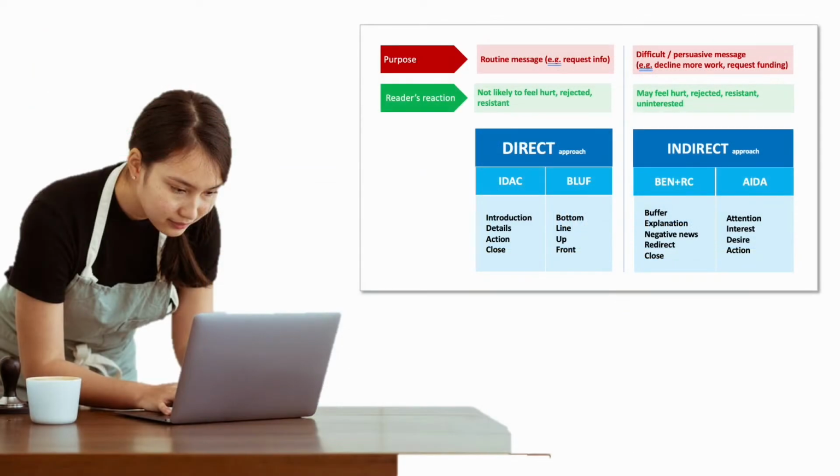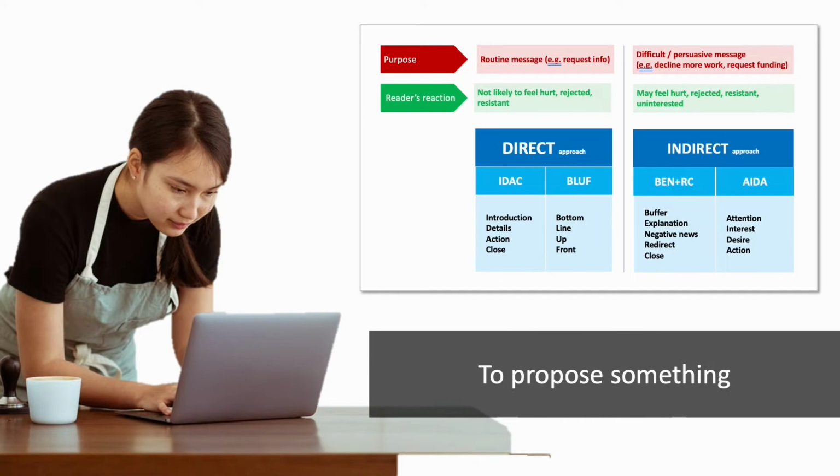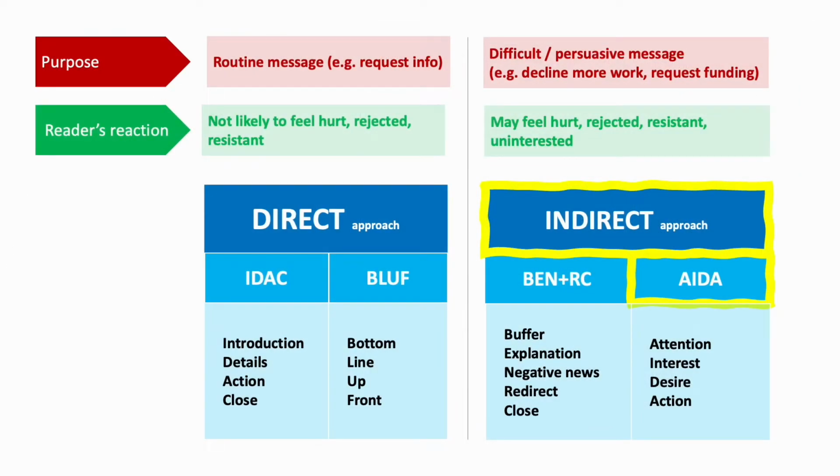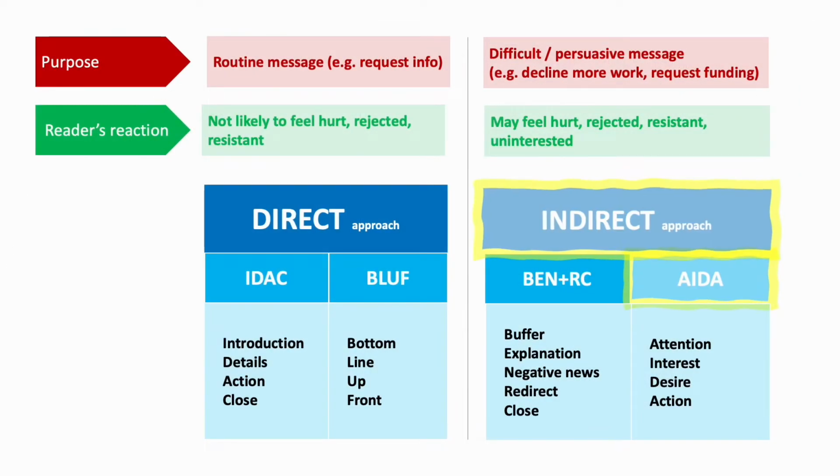What if we're writing to the boss to propose a new way of doing things to address a current workflow problem? This solution would cause some inconvenience in the beginning, but it would make the workflow a lot more efficient. Which approach do we use, the direct or indirect approach? We need to use the indirect approach, and specifically the IDA format.